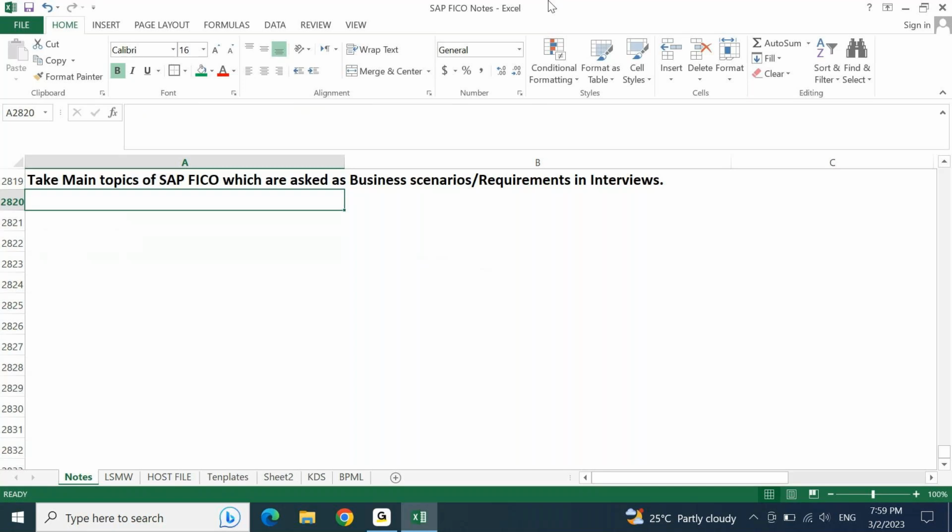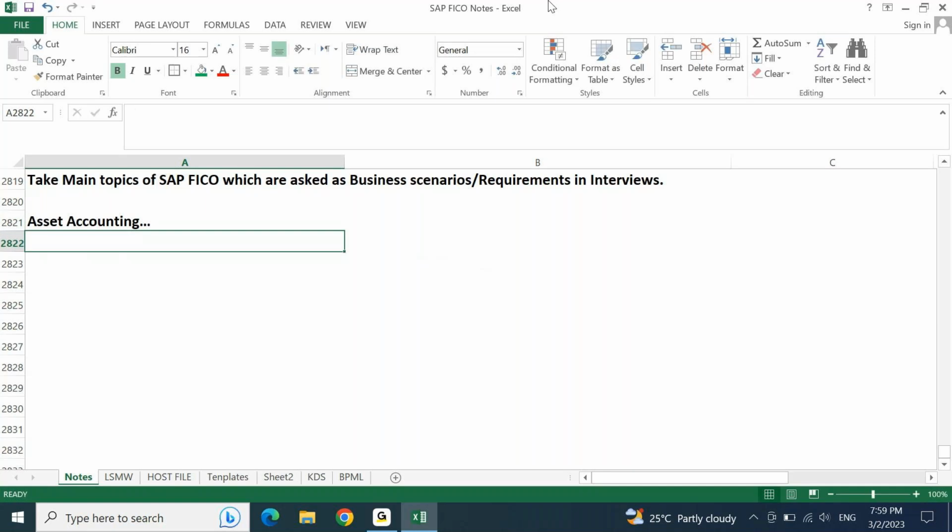Okay, let's take some examples. Everybody knows asset accounting, right? This is one of the mandatory topics. Do not go by the asset accounting configuration. Nobody will ask you to explain config of asset accounting. Now, having S4HANA in the picture, they might ask you what are the changes from ECC to S4HANA asset accounting. How do you load data in ECC? How do you load data in S4HANA with respect to fixed assets? How do you migrate the asset data?